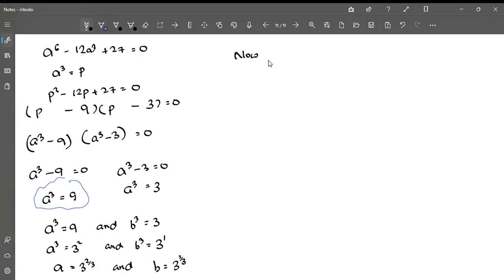Now the root of the equation x cubed minus 9x minus 12 equals 0 is a plus b, which is 3 to the power 2 over 3 plus 3 to the power 1 over 3. This is the final answer. We have successfully concluded Pure Maths 2011 part B, question number 11, A part and B part, totally giving you a marks of 150.